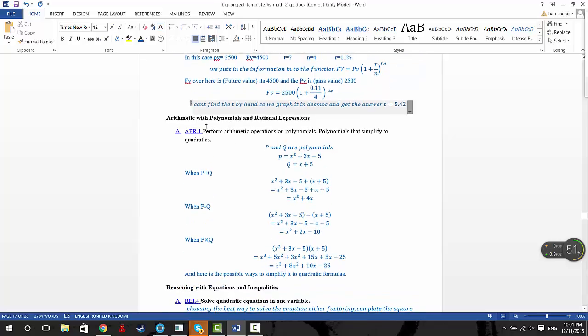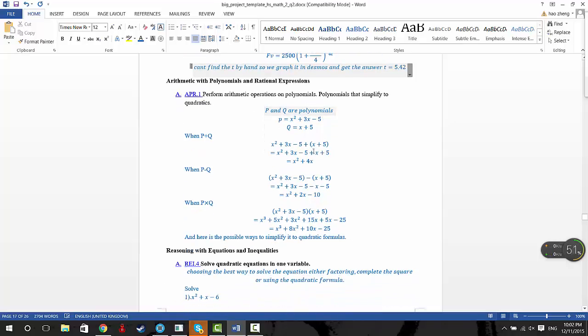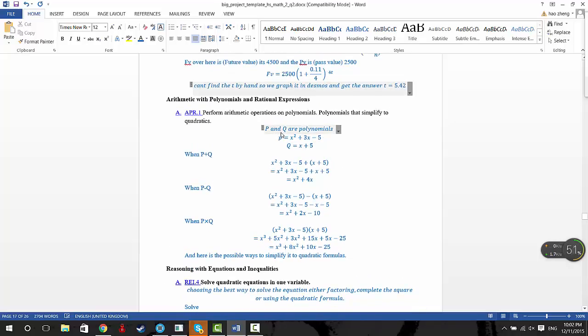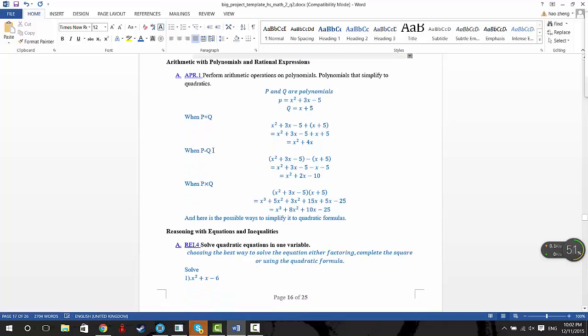APR point 1, perform arithmetic operations on polynomials and build and simplify the quadratic. Basically, you have two things, P and Q are polynomials, and P is a quadratic, something like x squared plus 3x minus 5, and Q is x plus 5. And you must know what P plus Q, P minus Q, and P times Q will be. So let's do this.